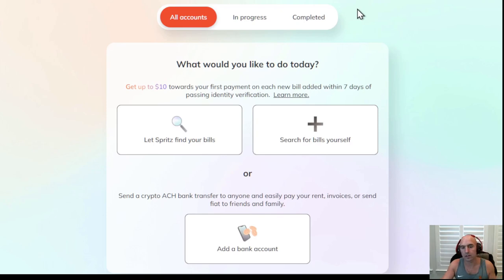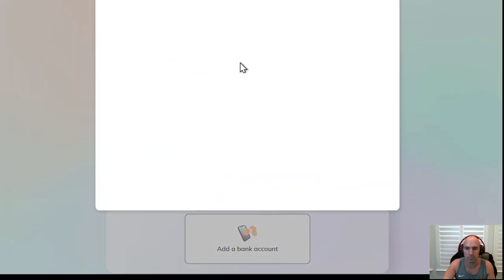So after you have verified, they do give you some great incentives. Get $10 towards your first payment on each new bill, after passing verification. So there's a few options we can do here. You can either pay your bank, let Spritz find your bills, or search for bills yourself. I'm actually going to search for bills myself.